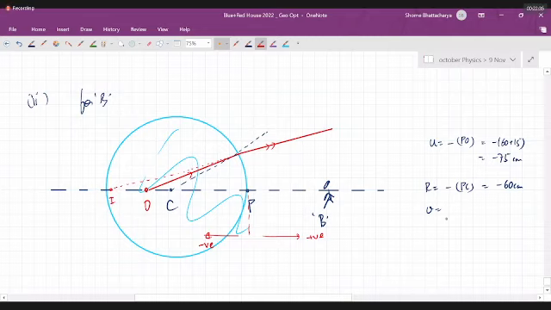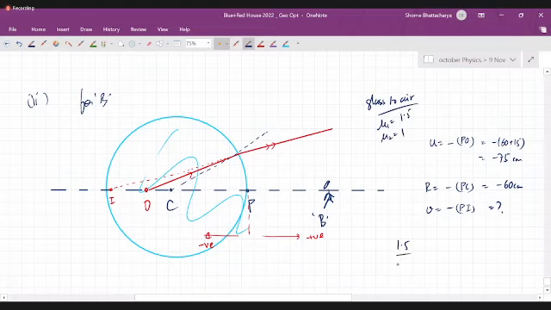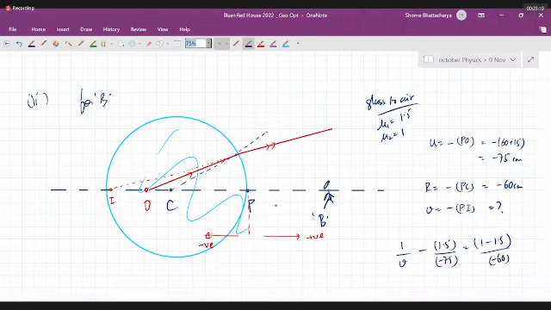So according to this diagram, my V should be minus of PI, which is what I want to calculate. And again, it is a refraction happening from glass to air. So I should take mu1 as 1.5 and mu2 as 1. So mu2 by V minus mu1 by U, which this time will be minus 75, is equal to mu2 minus mu1 by R, which this time will be minus 60. So this is the full calculation. So let's see what this gives us.